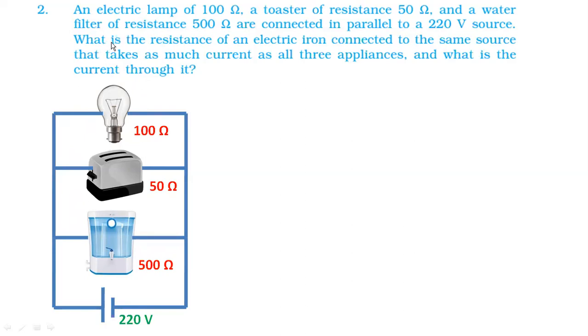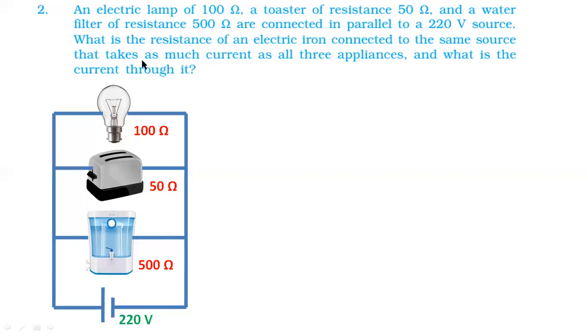Now, what is the next part? Next part they are saying, what is the resistance of the electric iron? So they are saying there is a fourth device. What is that device? Electric iron, connected to the same source. They are saying an electric iron is also connected to the same source that takes as much current as the three appliances. That means there is another device, the electric iron, which requires the same current which is required by these three devices. So suppose if these three devices require 5 ampere current, electric iron also requires 5 ampere current. That is what they are saying.